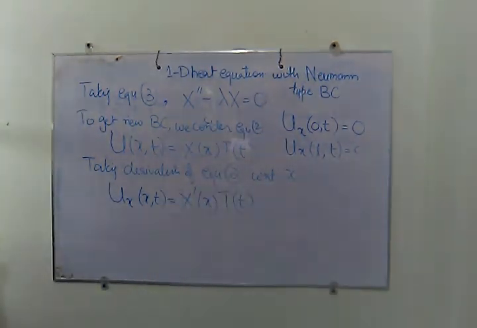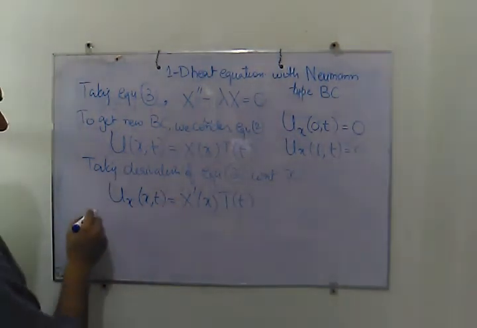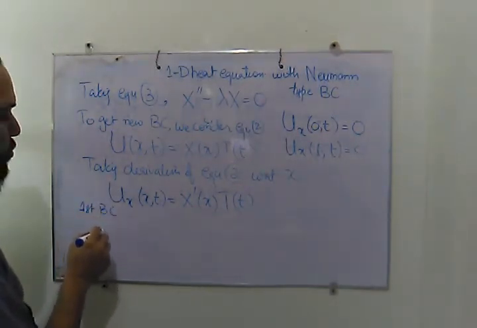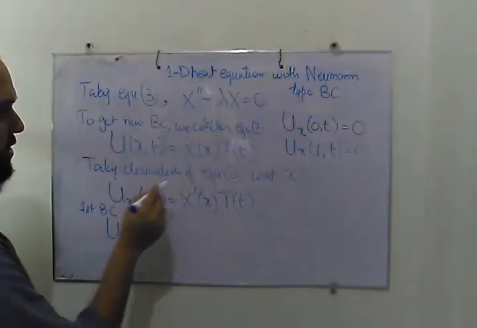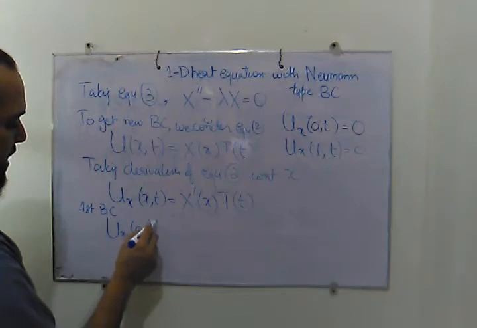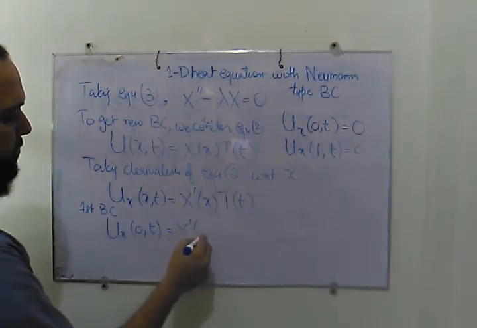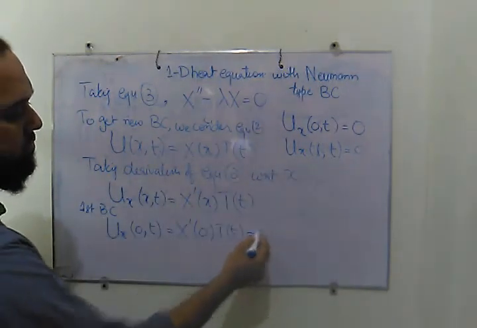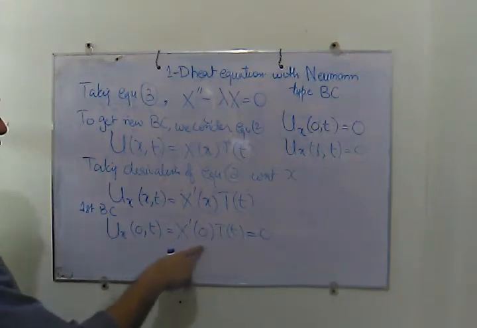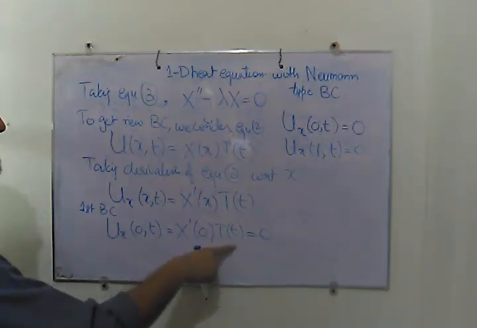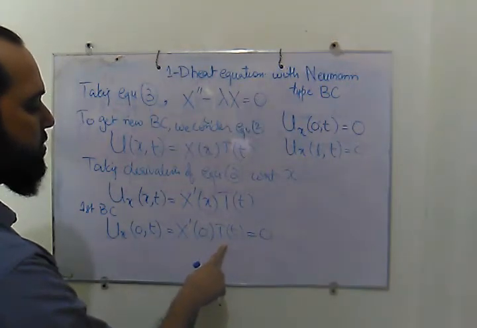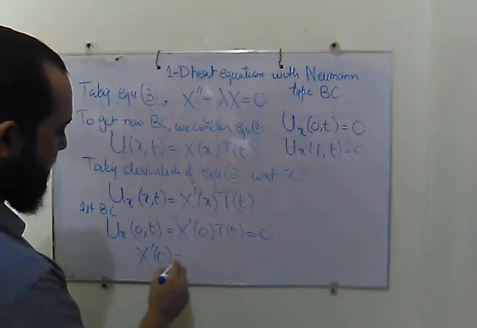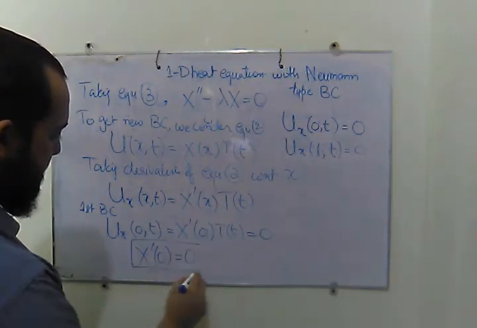Now we can apply the boundary conditions here. When we apply the first boundary condition to get the new first boundary condition, we put 0 in place of x, so u_x(0,t) is equal to X prime of 0 times T of t, and this u_x(0,t) is equal to 0. Here we have the situation that the product of two members is 0, and like the previous questions we cannot take T as 0, so we say that X dash of 0 is equal to 0.